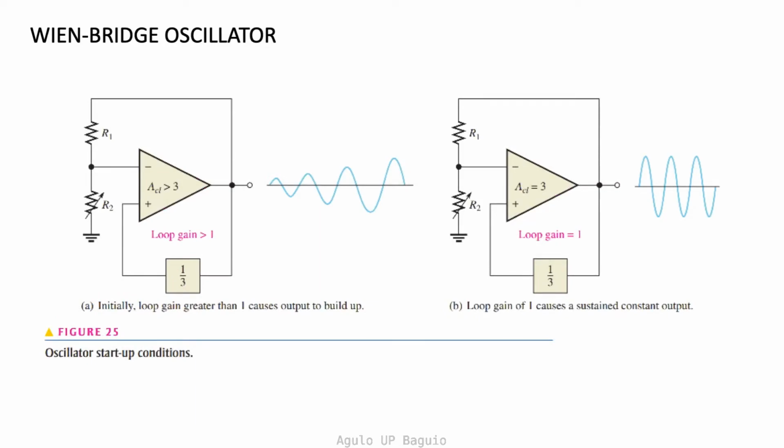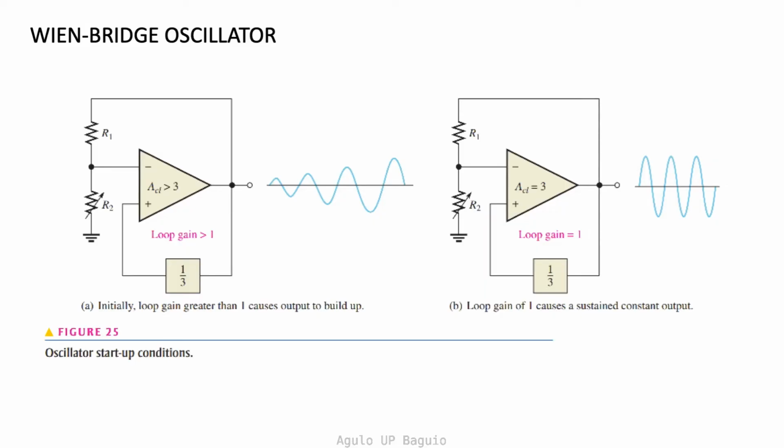So how does it work? Initially, R2 is adjusted so that the closed-loop gain of the negative feedback is greater than 3. This allows the output signal to build up, fed back, and attenuated to the input. Since the lead-lag circuit is adjusted at a particular frequency, only those input signals with phase shift equal to 0 relative to the output are amplified, as with the condition of resonance.